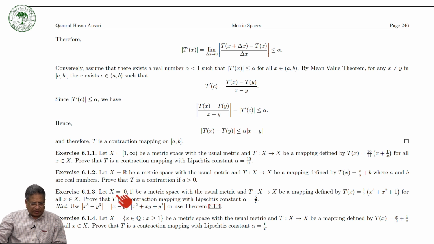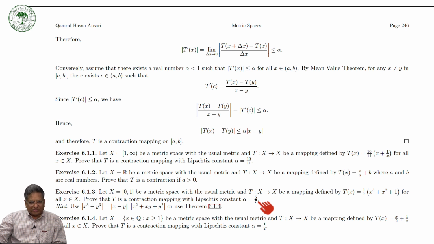Now for the third exercise, consider the closed interval 0, 1 and the map T defined as 1 over 7 times x cube plus x square plus 1. Then prove that T is a contraction with Lipschitz constant alpha equal to 5 upon 7.